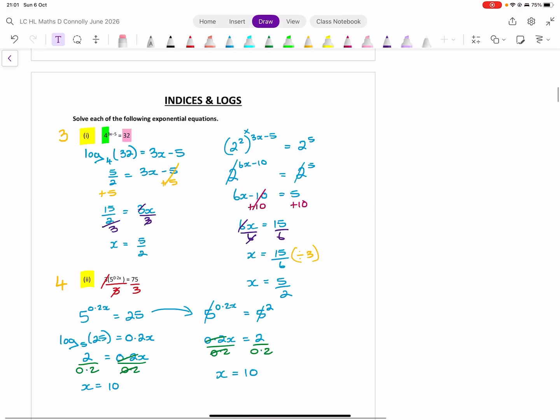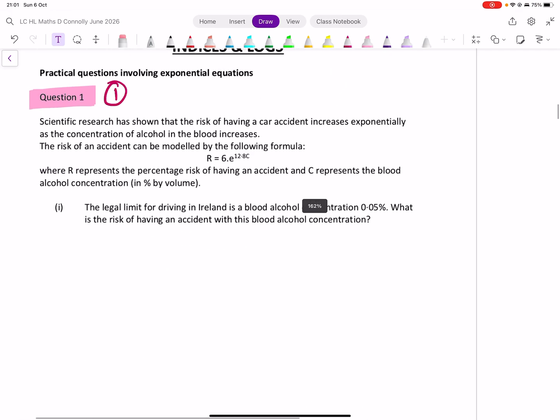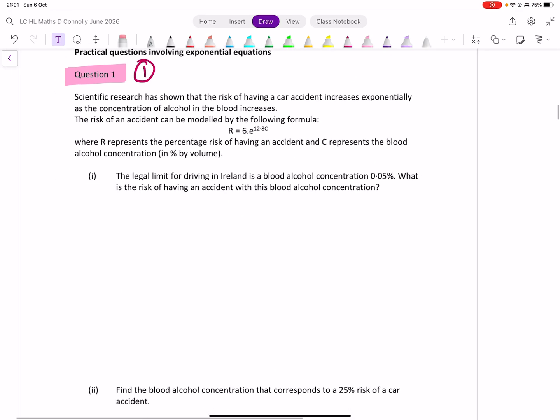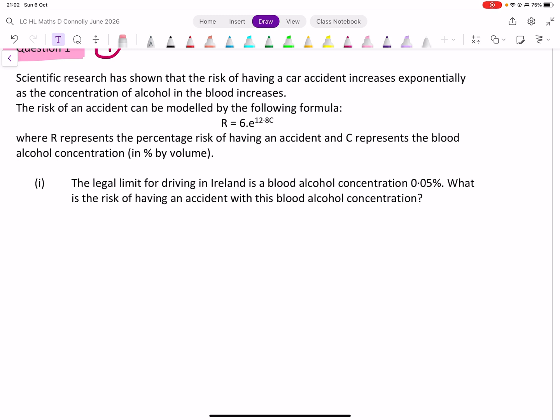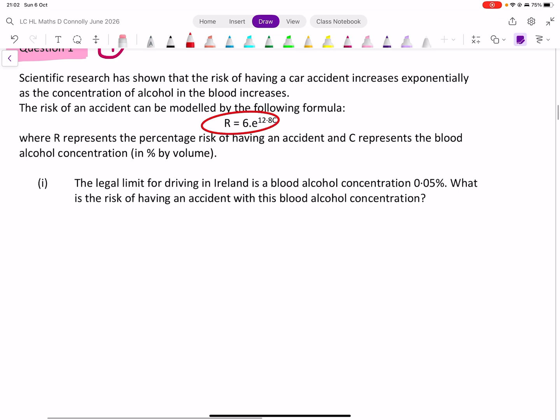Right, so I'm going to do the solutions to these problems that I gave you. Scientific research has shown that the risk of having a car accident increases exponentially as the concentration of alcohol in the blood increases. The risk of an accident can be modelled following this equation. So I definitely said this before, but hopefully you remembered. I'm going to have to go and get my calculator here, but anyway.